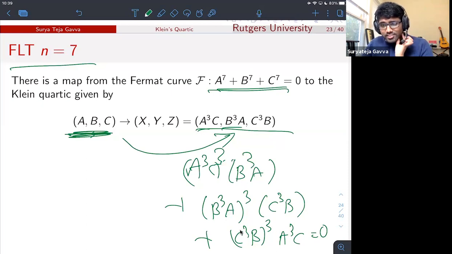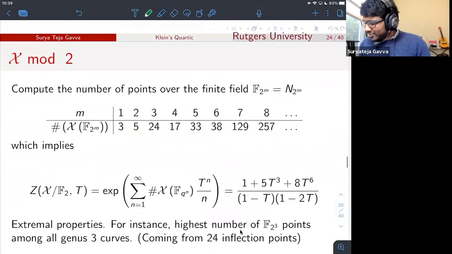Okay, so this is one other application of the same arithmetic of the Klein quartic. Any questions on this? No. Yeah, so I guess there are so many other aspects.